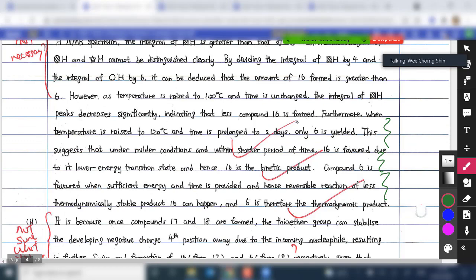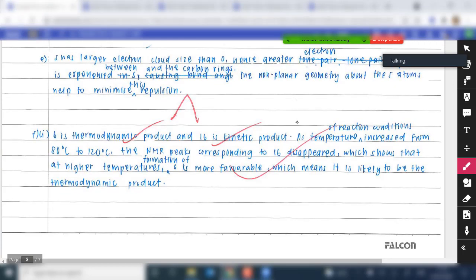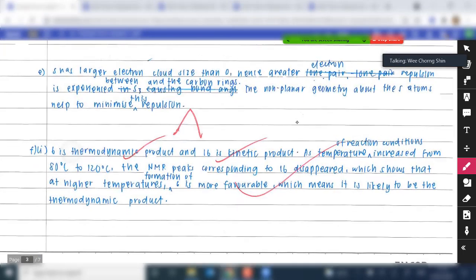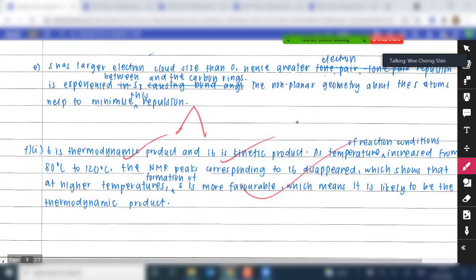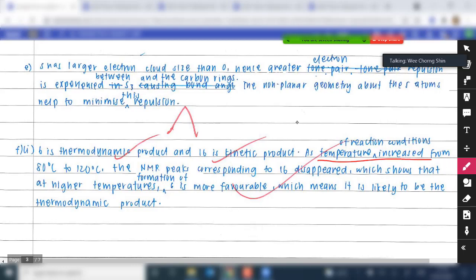Okay, let's look at what... So as usual, very short answer. So just directly answer. This is thermodynamic, this is kinetic. Why? As temperature increases, the NMR corresponds, this thing disappears. It shows that at high temperature it is more variable.